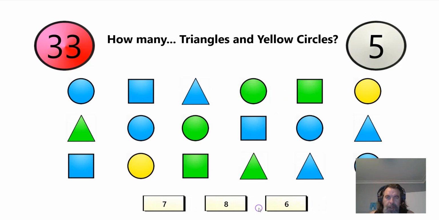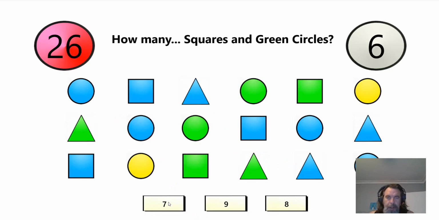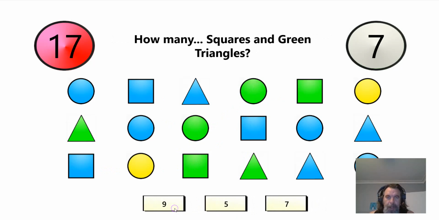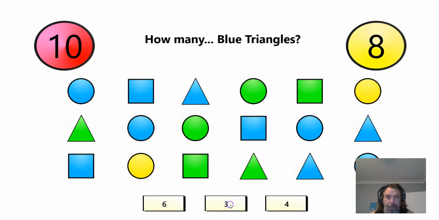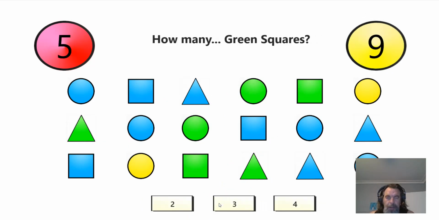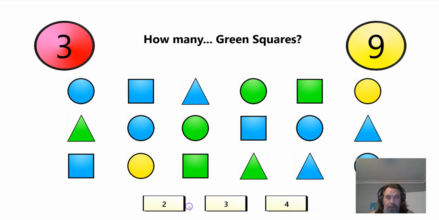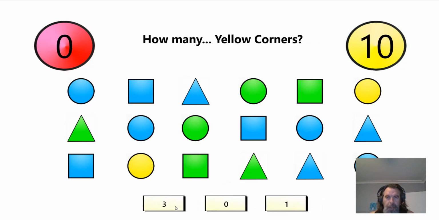How many triangles and yellow? So 1, 2, 3, 4, 5, 6, 7. How many squares and green circles? 1 square, 2 squares, 3, 4, 5, 6, 7. How many squares and green triangles? So there's 5, 6, 7. How many blue triangles? 1, 2, 3. How many green squares? Looks like 2. And I think we got gold.